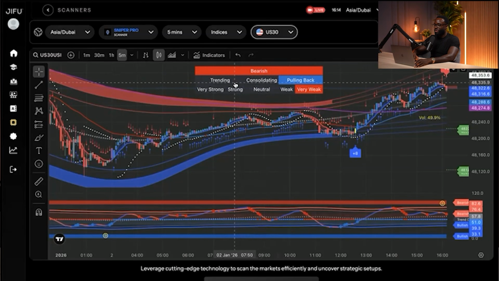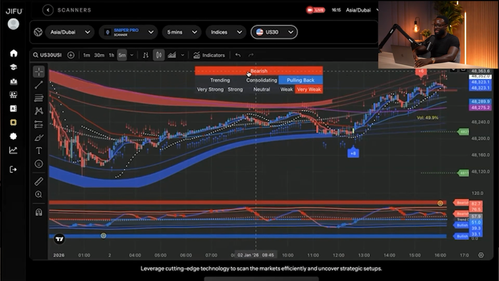So the second thing I want to know is, is the market trending? This is super important because I only want to get into a trade if the market is either trending up or trending down. In this example, the market is actually pulling back, so I don't want to get into this trade. Vice versa, if it shows consolidating, I also don't want to get into the trade.